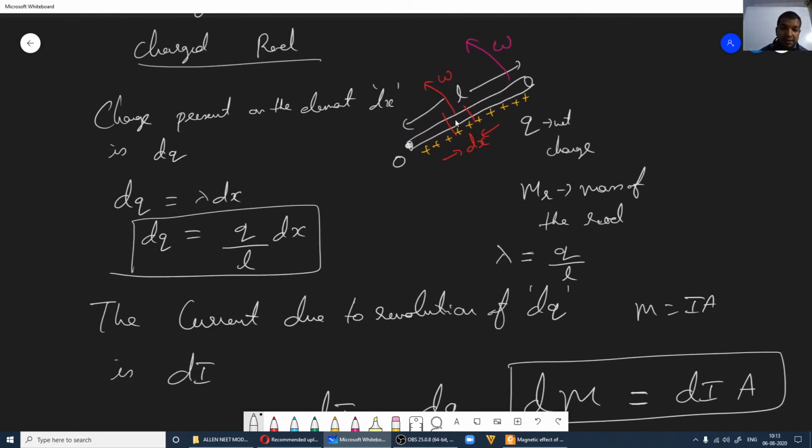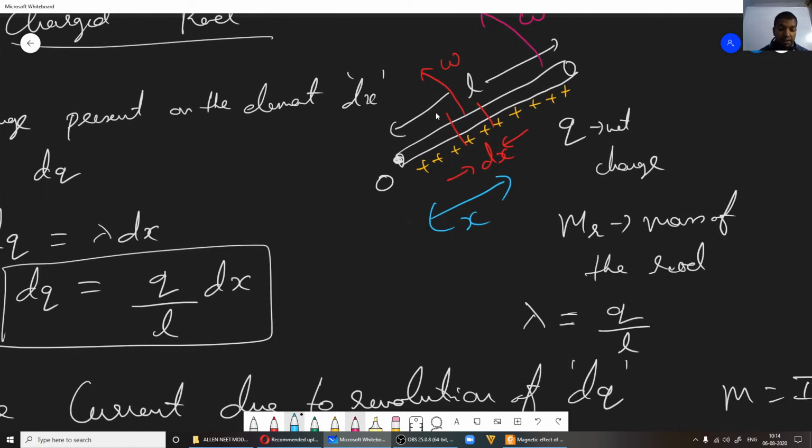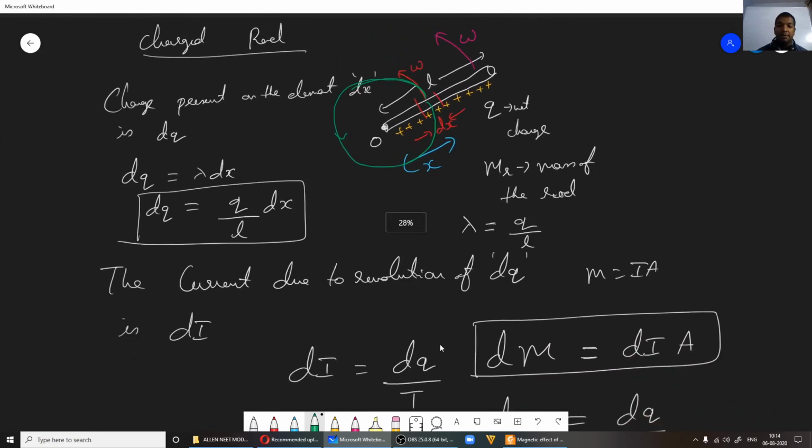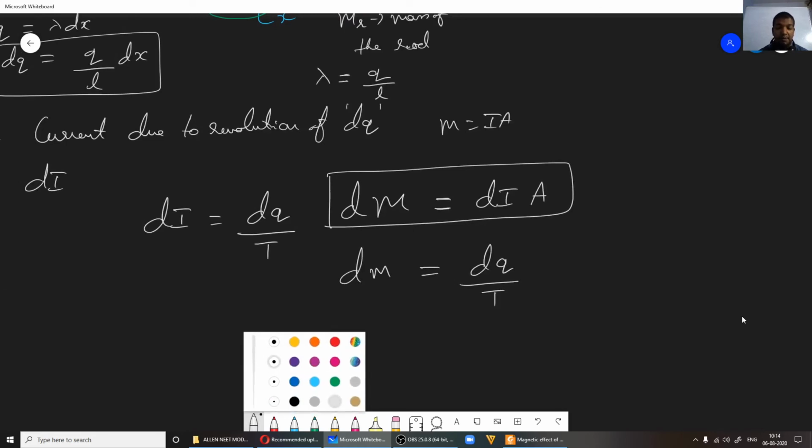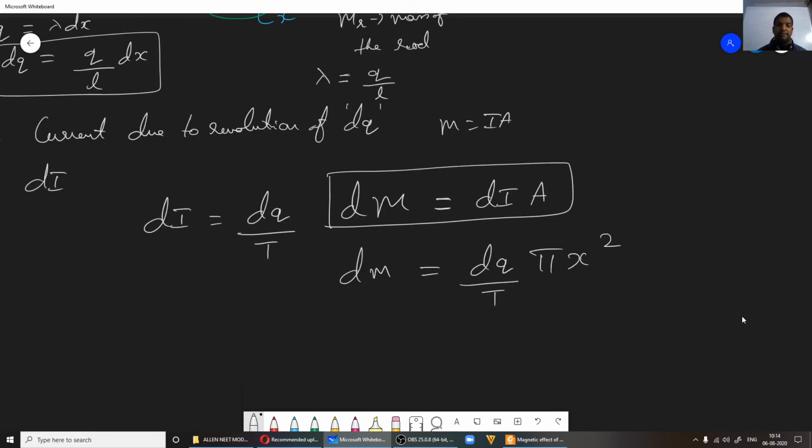Now you have to consider this elemental charge is moving this way. It moves this way, so this is the area. If you consider the distance from the center to that elemental charge as some x, the revolution is happening this way. The area of that particular loop is pi x square, is it not? So let us substitute that: dq divided by t into pi x square. Now for t, what can I substitute?